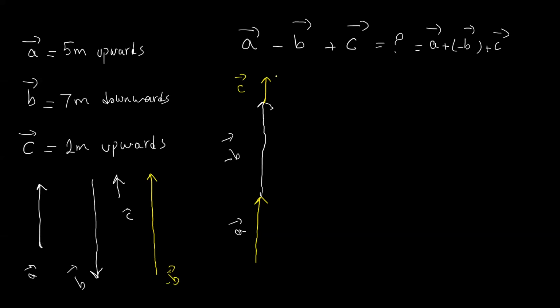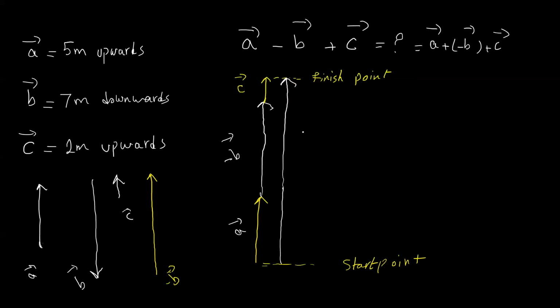So let's see, here is actually our finish point. And here is our start point. As you know, the sum of these three vectors is a vector that starts from start point and ends at finish point. So I start drawing that. So I start from this point. Again, I'm sorry for my bad drawing. I try my best. Okay. So this one is A plus minus B plus C, or I can say A minus B plus C.